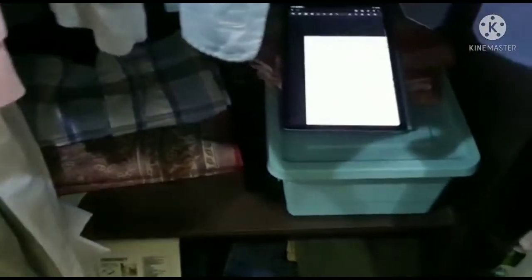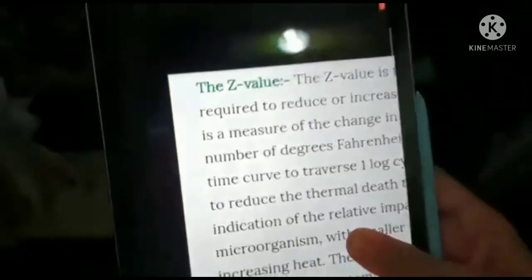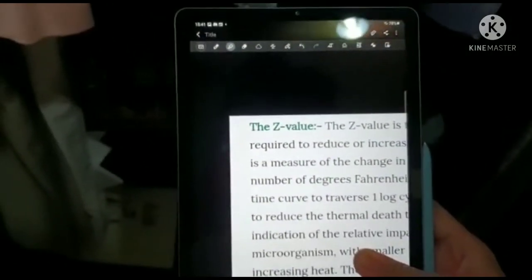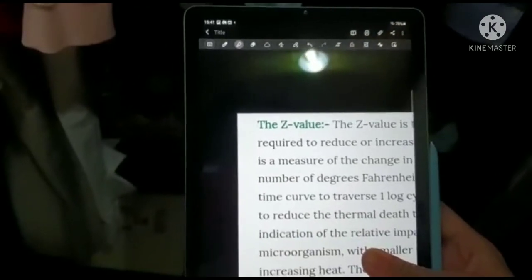Hi everyone, I'm going to show you my wardrobe today. Oh, what's this? Z-value. You all know what this is? You want to know? Really?